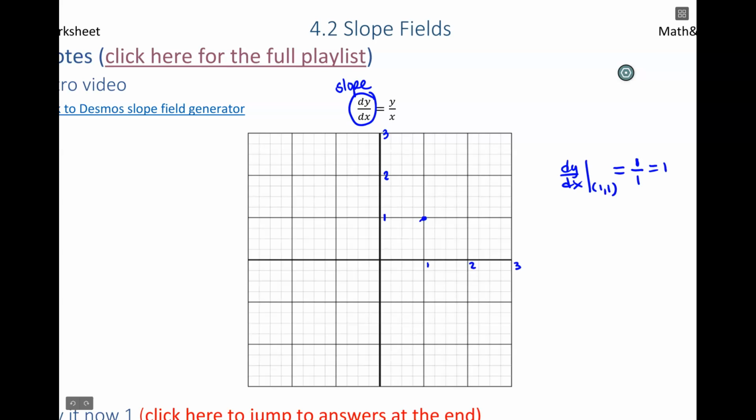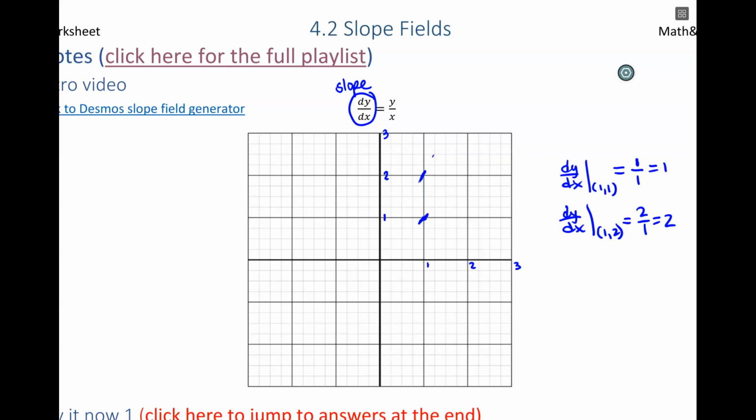So at this point, I'm going to try and draw a slope of 1. It just needs to be a little tick mark to give you an idea of what that slope looks like. I can pick another point, (1, 2). At (1, 2), my slope is going to be 2 divided by 1, which is 2. These aren't going to be perfect, but you can count these little boxes. So if we go over 1, up 2, it looks about like that. It's a bit wobbly, but looks something like that.